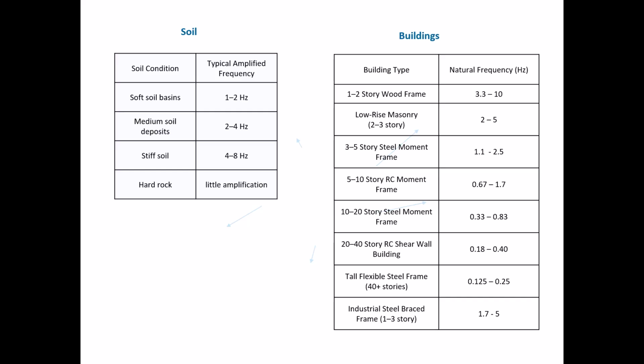Shorter buildings have higher natural frequencies, and taller buildings have lower natural frequencies. So if we have a 1 to 2 story wood frame house, then 3.3 to 10 hertz might be its natural frequency. Low rise masonry, 2 to 5 hertz.